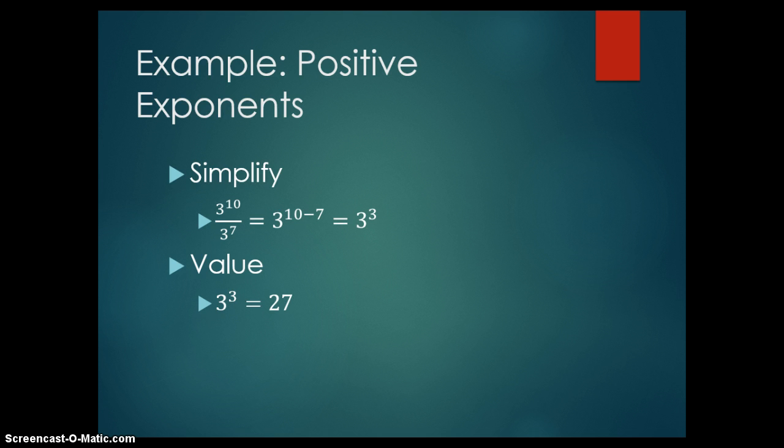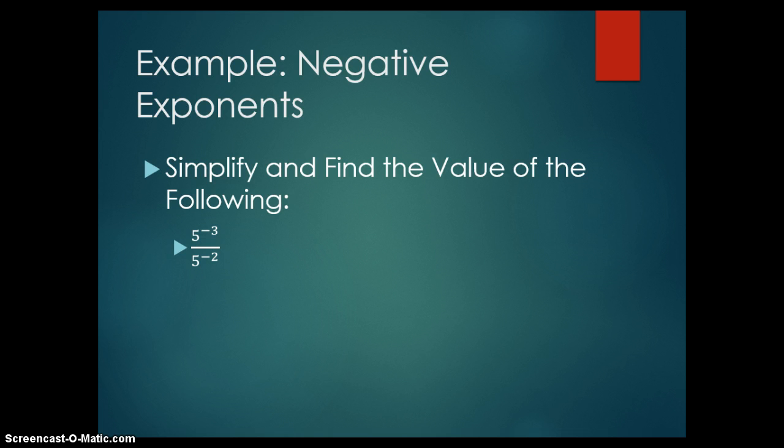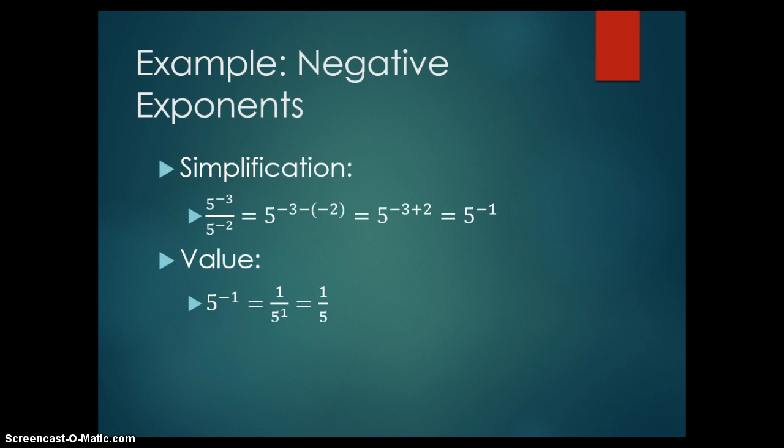3^10 over 3^7 is equal to 3^(10 minus 7) because we keep the base and subtract the exponents, and we get 3 cubed, and we know 3 cubed is 27. Here's an example with negative exponents. We're going to simplify and find the value of 5^(-3) over 5^(-2). We keep the base and subtract the exponents, so we have negative 3 minus negative 2. Subtracting a negative is like adding its positive, so we get negative 3 plus 2, which gives us 5^(-1). And 5^(-1) is equal to 1 over 5^1, which is equal to 1 over 5.